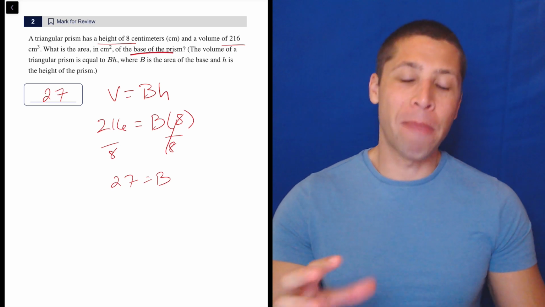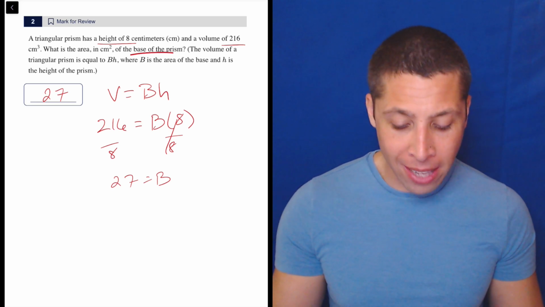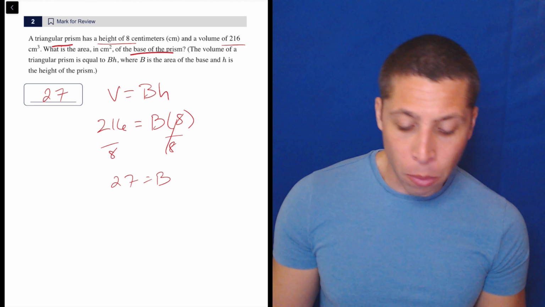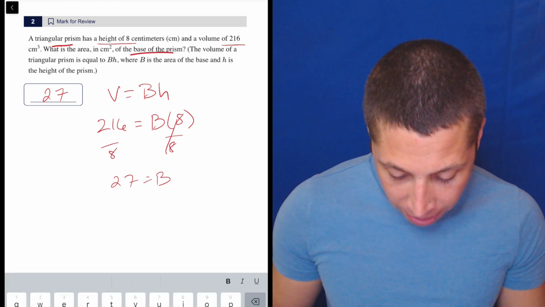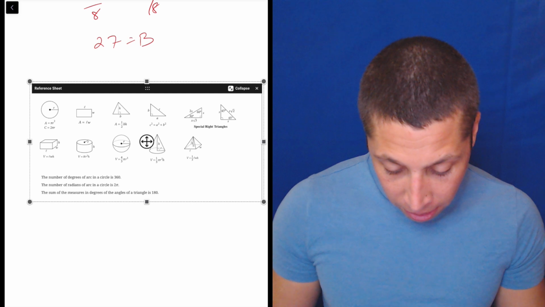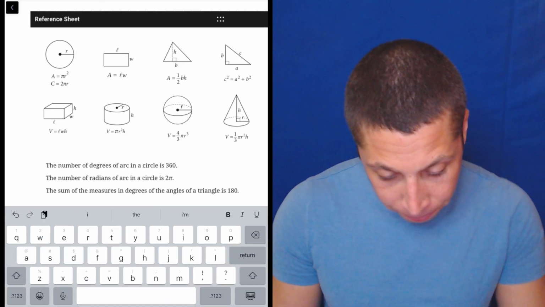Now, I've seen my own students get all crazy in their heads because they're like, oh, triangular prism, what is that? Let's open up the reference chart. But guys, it's not there. It's not part of this. This right here, I'll zoom in.